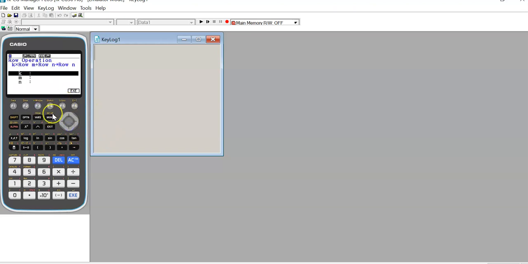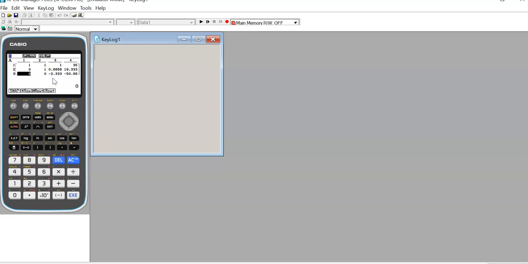So I'm going to multiply, whoops, what was it by? Multiply by 4 and add into row 3. So I'm going to multiply by 4 for row 2 and I'm going to add that into row 3. So let's see if that works. Excellent.